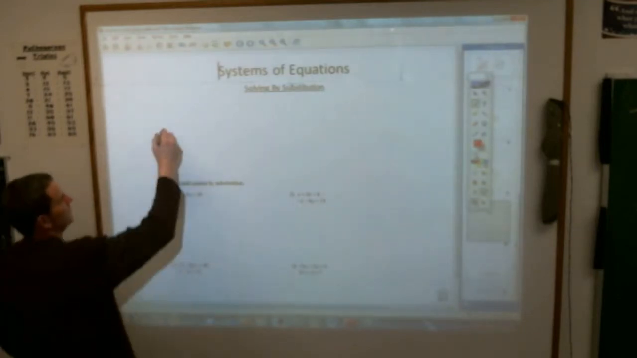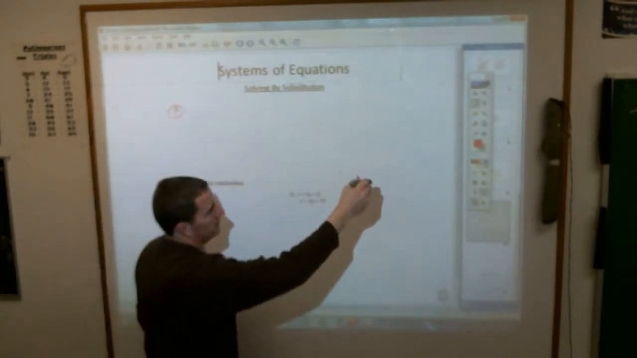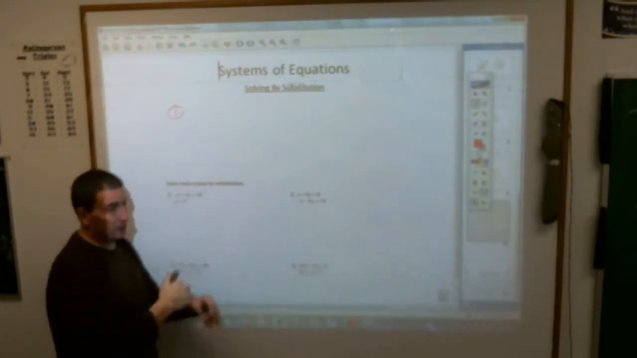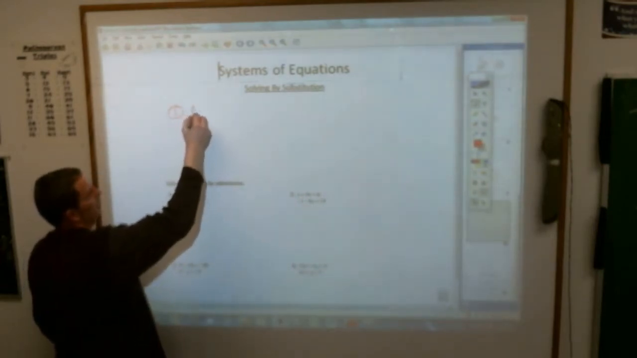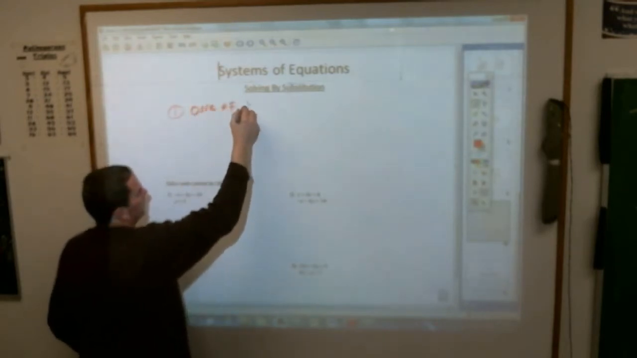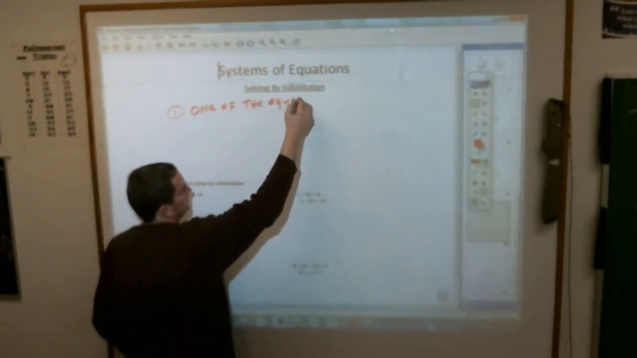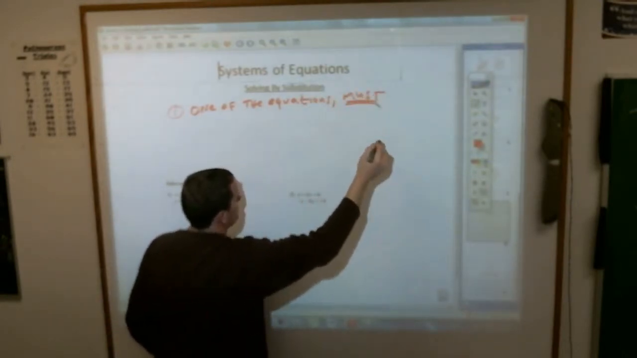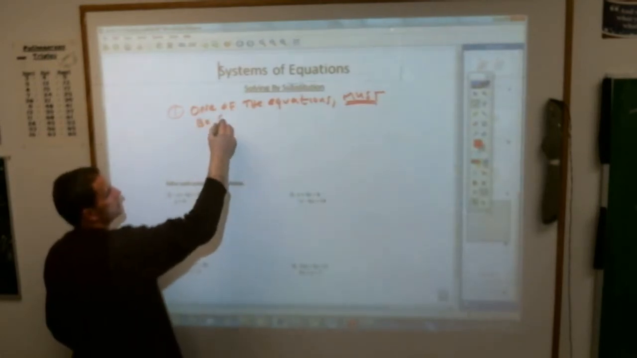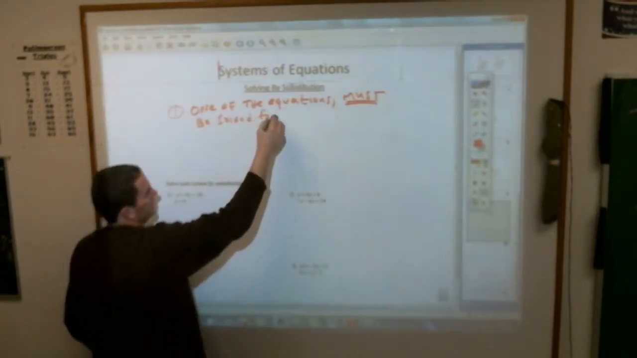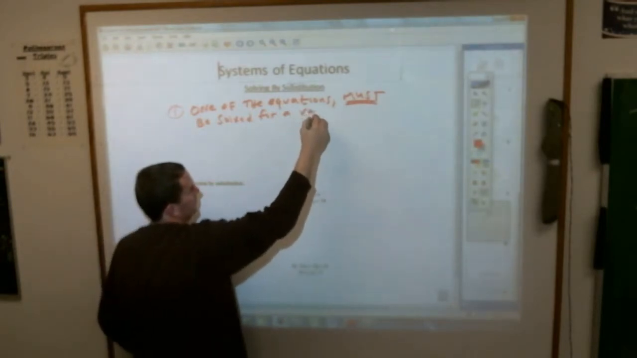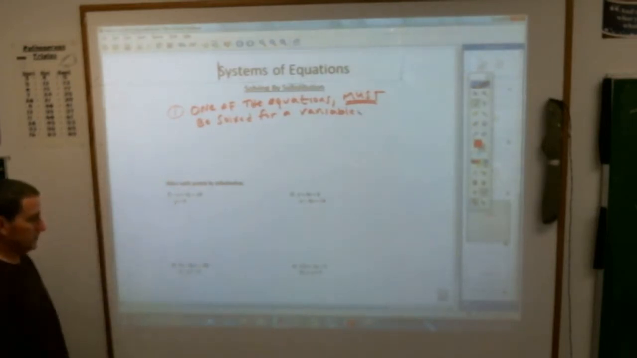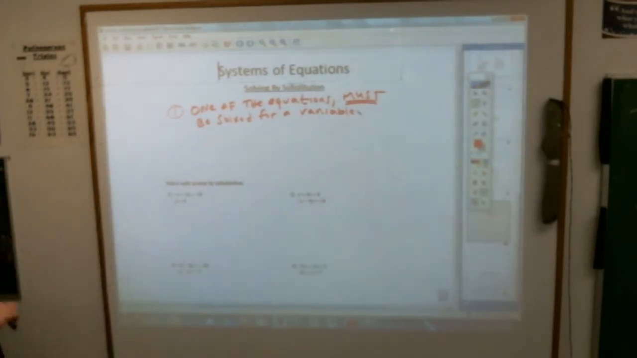The first thing you need to do, children, this again is with simultaneous equations. You have to have two equations. You're looking for the place where they cross on the graph. Step number 1 is this. One of the equations, comma, must, I repeat must with a capital M and a small t at the end, be solved for a variable, or one of the variables, if you will. And I will tell you exactly what I mean as soon as you write that down.